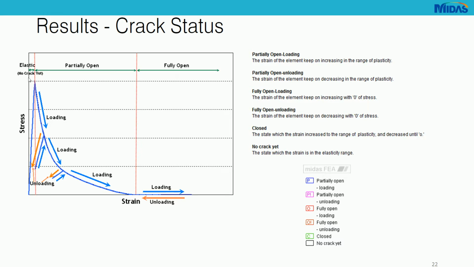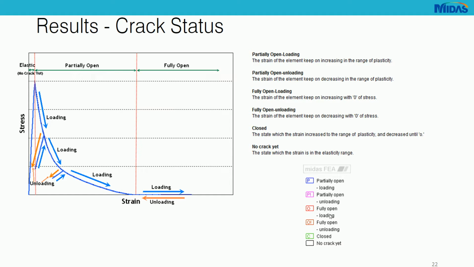Before plasticity, we can start with the elastic domain, where we basically have no crack yet, and then partially open during loading, the strain in the element increases in the range of plasticity. Then we have partially open unloading, where the strain decreases in the range of plasticity.